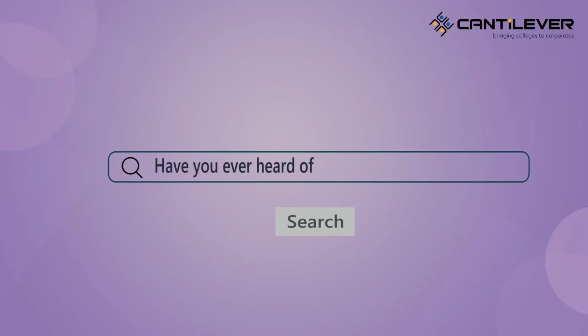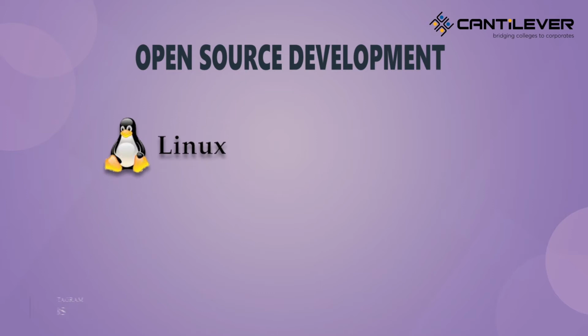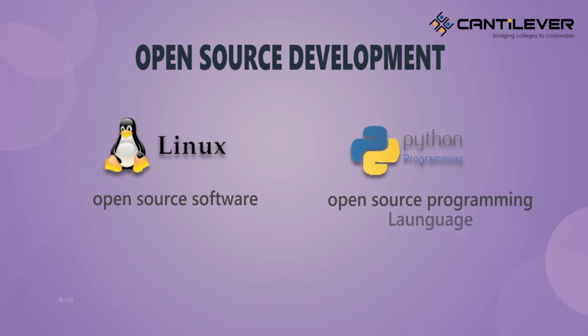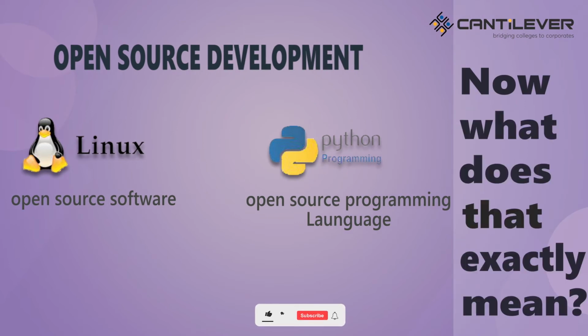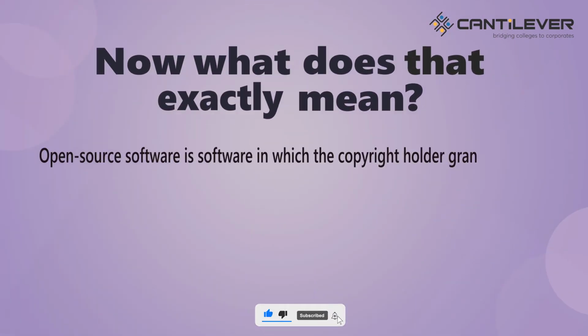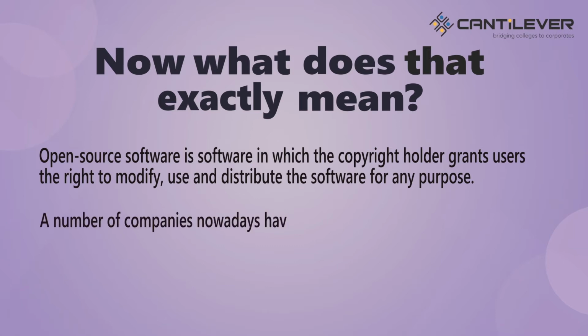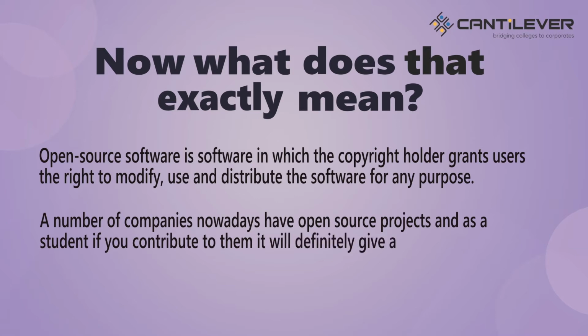Have you ever heard of open source development? You must have heard that Linux is an open source software and Python is an open source programming language. Now, what does that exactly mean? Open source software is software in which the copyright holder grants users the right to modify, use and distribute the software for any purpose. A number of companies nowadays have open source projects, and as a student, if you contribute to them, it will definitely give a spike to your resume.